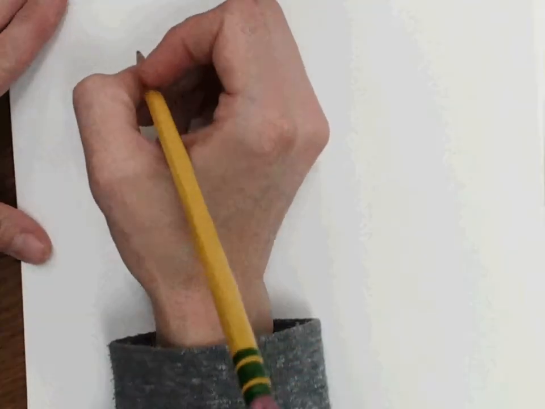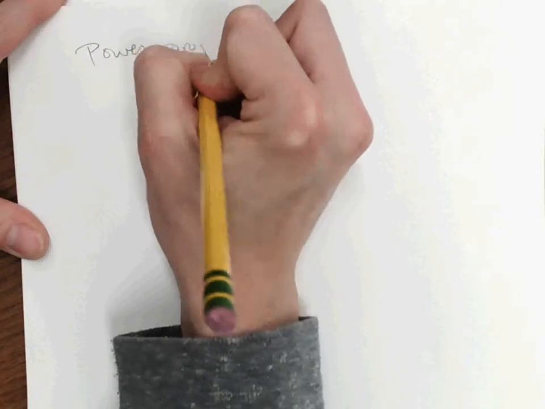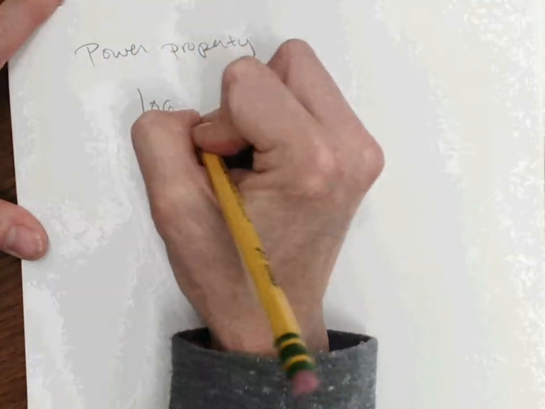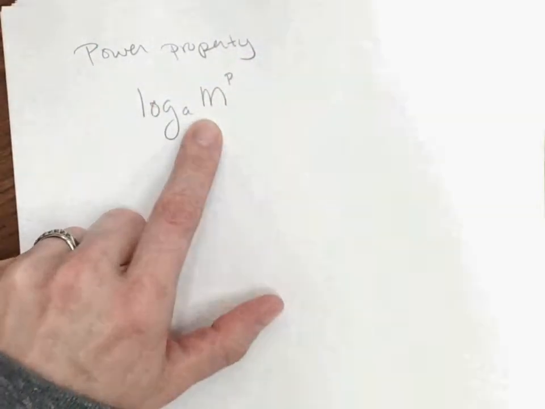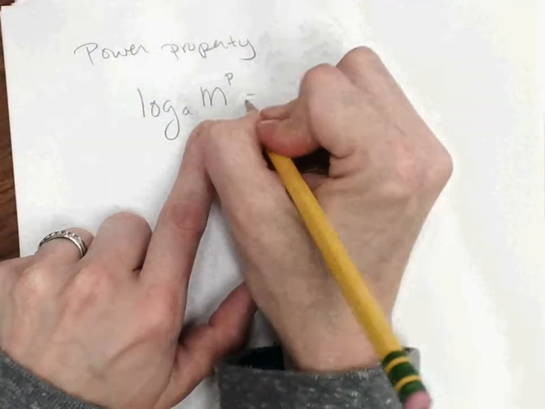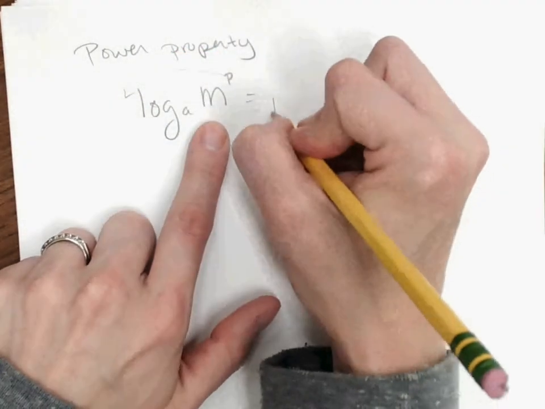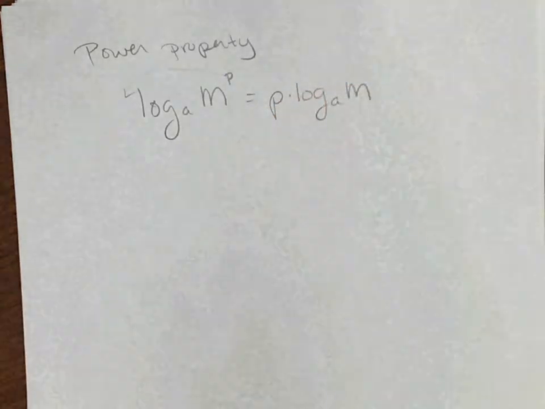So it's called the power property. And that's where if I've got log base a of m to the p, right? There's some sort of an exponent going on there. What I can do is this exponent gets brought down in front. So it's going to be p times log base a of m.